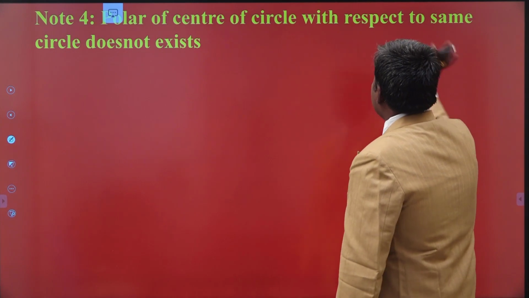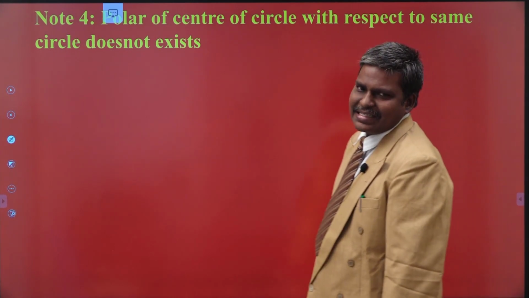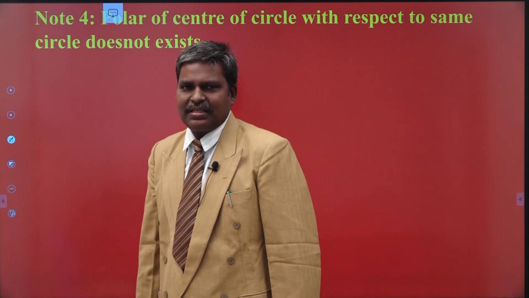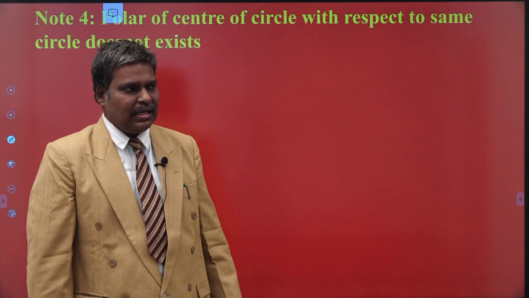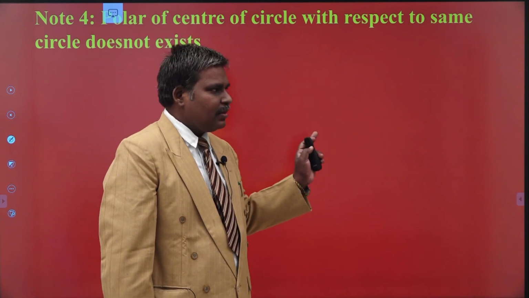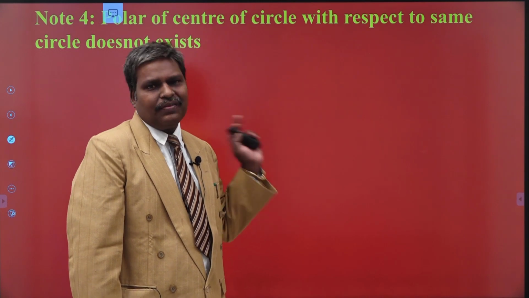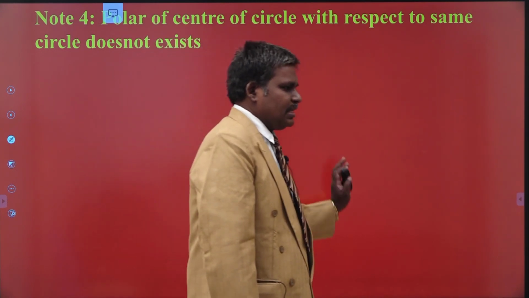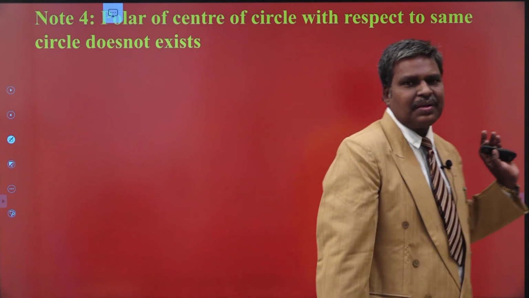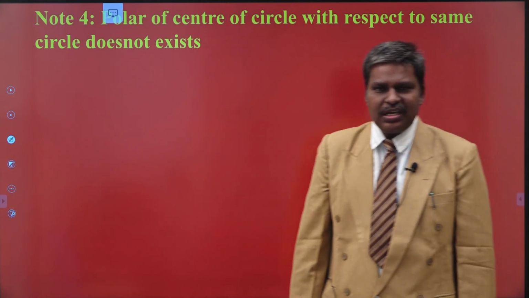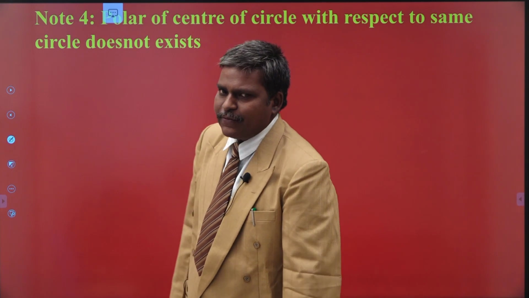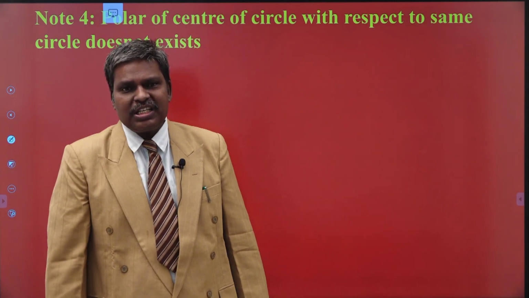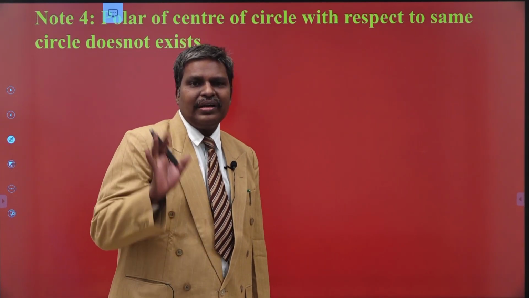The polar of the center of a circle with respect to the same circle does not exist. This is the thing. Suppose your point may be anywhere. Suppose your point is the center of the circle, then its polar does not exist with respect to the same circle. The polar of the center of a circle with respect to the same circle does not exist.